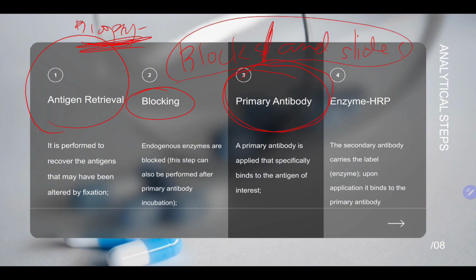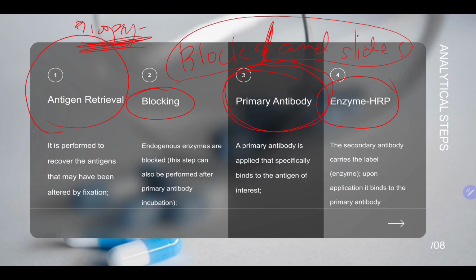Okay? And then after that, you need to perform enzyme HRP. Enzyme HRP stands for horseradish protein. So this is the secondary antibody that carries the label enzyme. Upon application, it binds to the primary antibody.